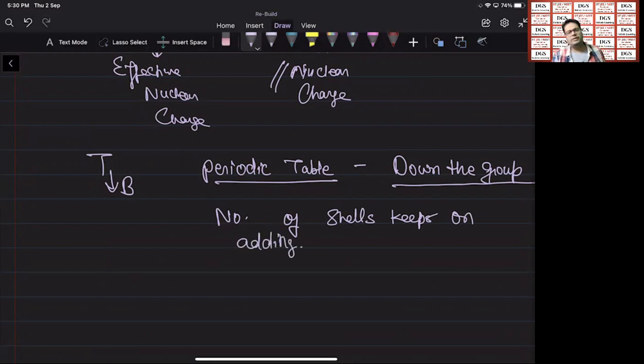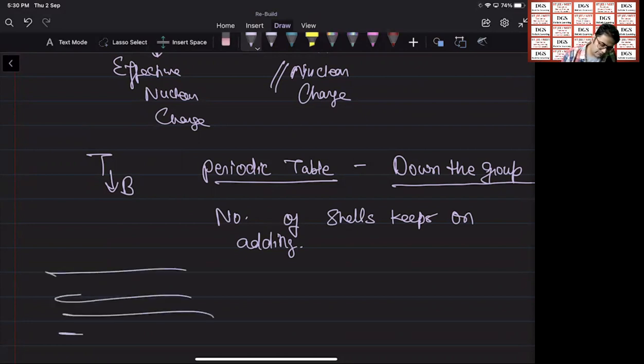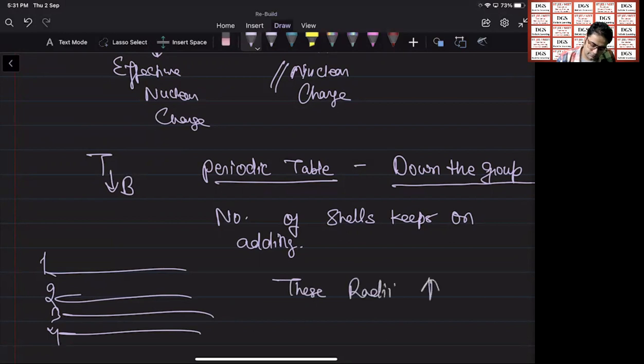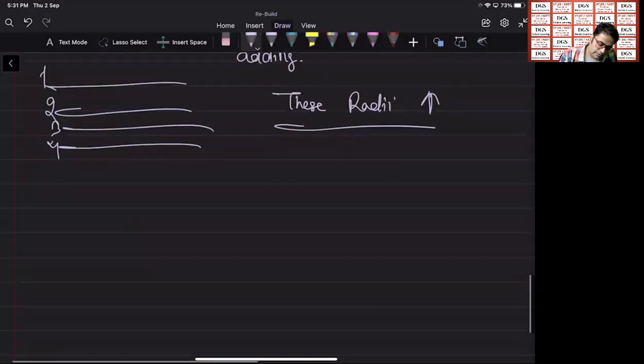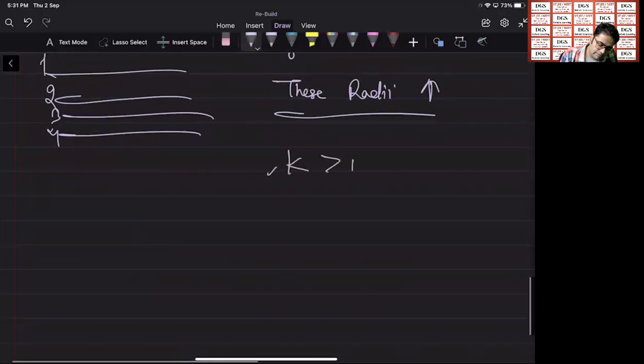You must have this idea that we have 7 periods and 18 groups. So these horizontal things, these are periods. So these are actually 7 shells. Fine. So as we move down the group, number of shells keeps on adding. And as number of shells keeps on adding, the atomic size definitely increases. Okay. So what we can say, these radius will increase. So potassium will be bigger than sodium, as in the first group.